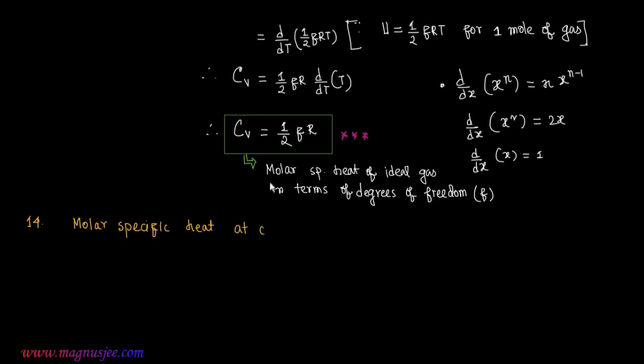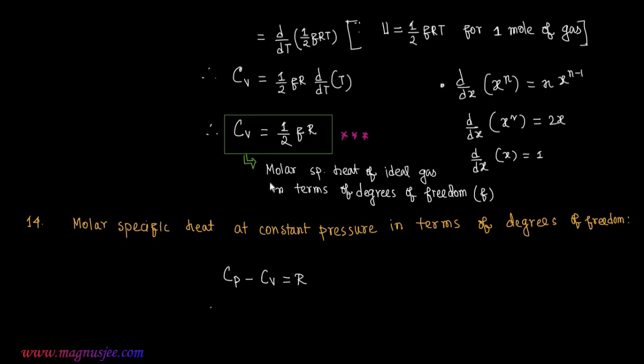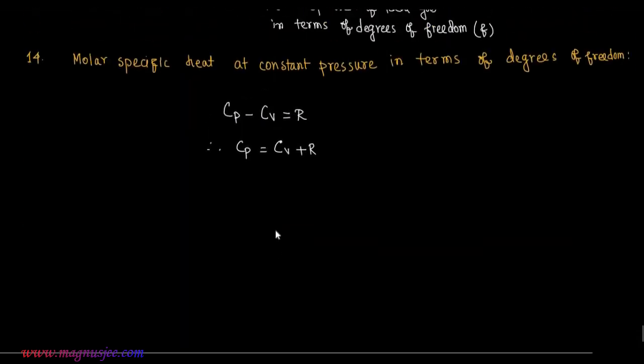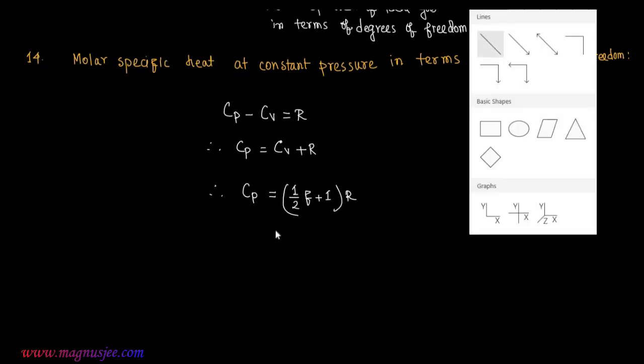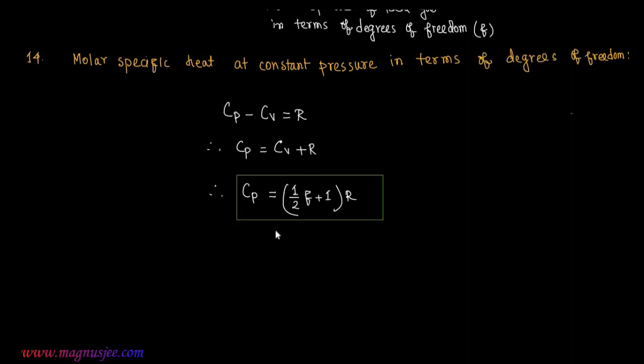Molar specific heat of an ideal gas at constant pressure in terms of degrees of freedom. What should be the expression of molar specific heat at constant pressure in terms of degrees of freedom? We know that Cp minus Cv is equal to R. Therefore, Cp is equal to Cv plus R. Putting the expression of Cv, we get Cp as equal to half F R plus R. That means half F plus 1 into capital R. That is the expression of molar specific heat of an ideal gas at constant pressure in terms of degrees of freedom.